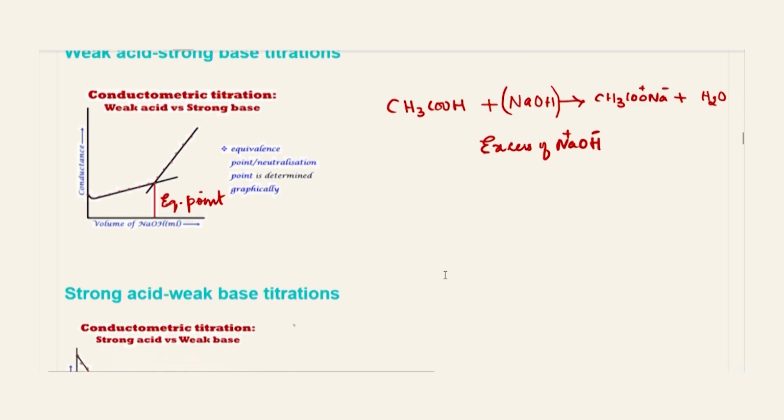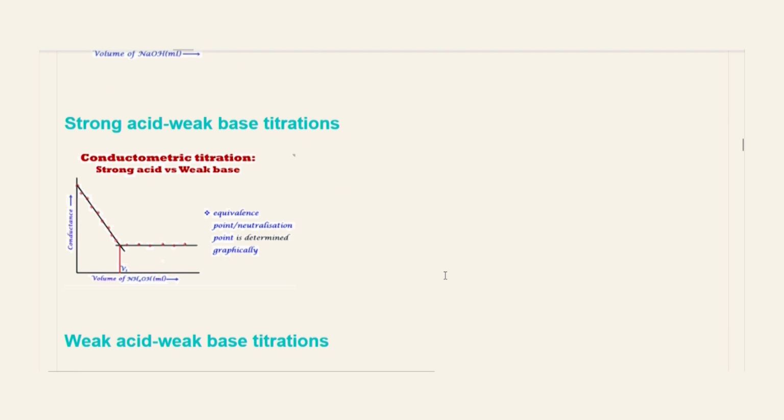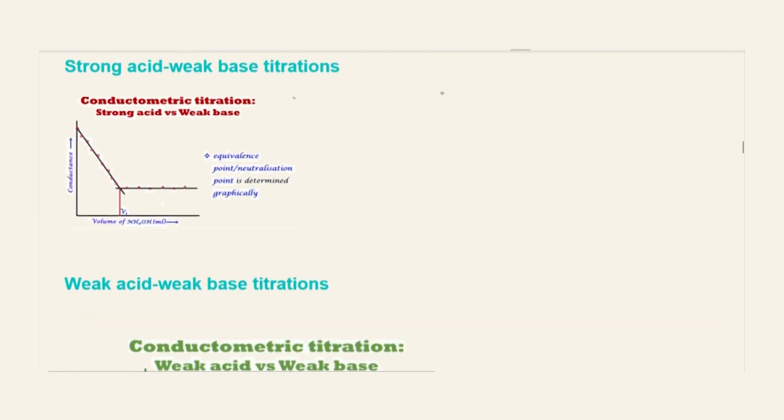Next is a strong acid and a weak base. You can take the strong acid as HCl, and the weak base is ammonium hydroxide, because that is what is shown here in the graph. You will have ammonium chloride plus water. Now, this we are going to add from the burette, so I am putting it in brackets. These are strong electrolytes.